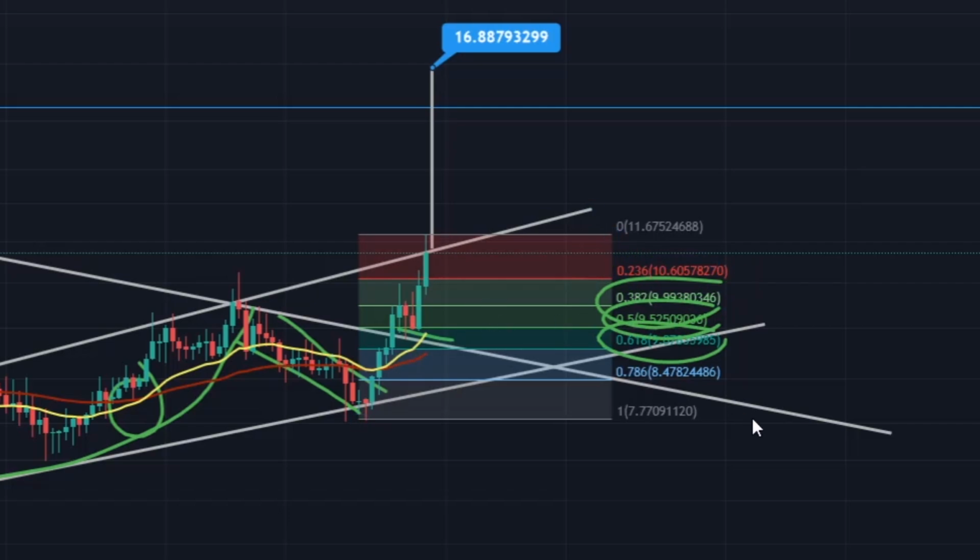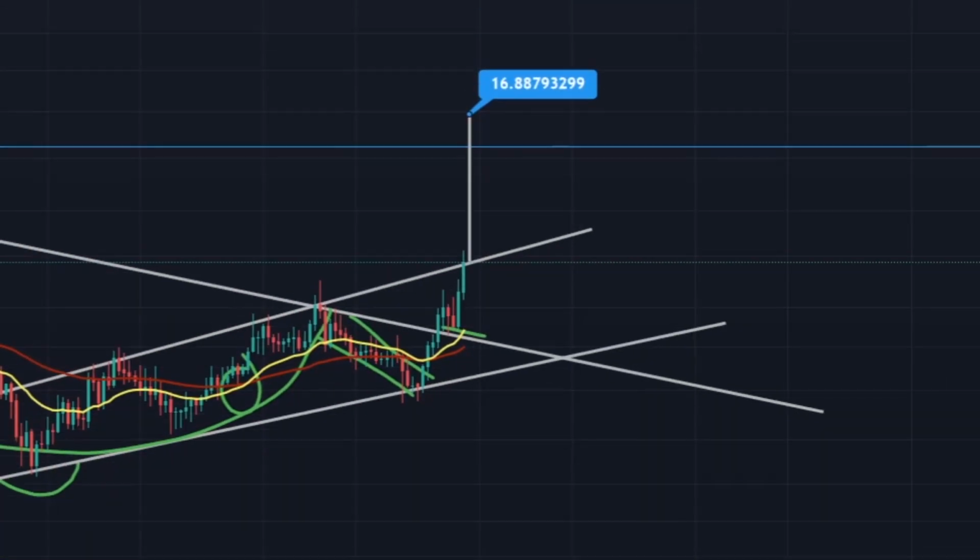But if it was to fall back down to that 0.618, guys, that's a really, really strong buy zone in my opinion, because this trend's really good. Look, from there is really, really strong, guys.